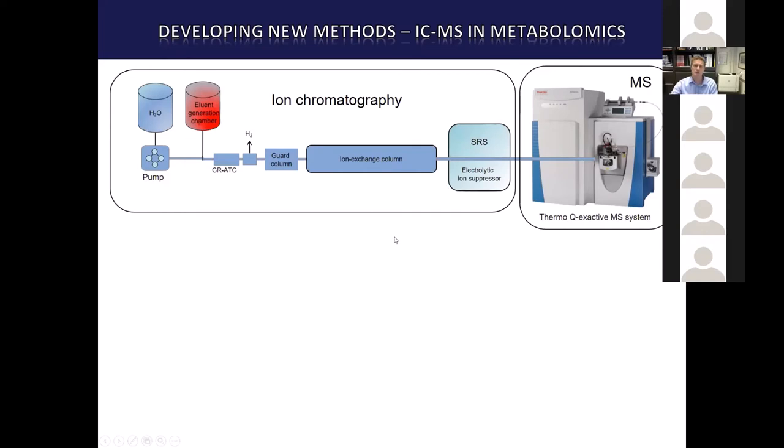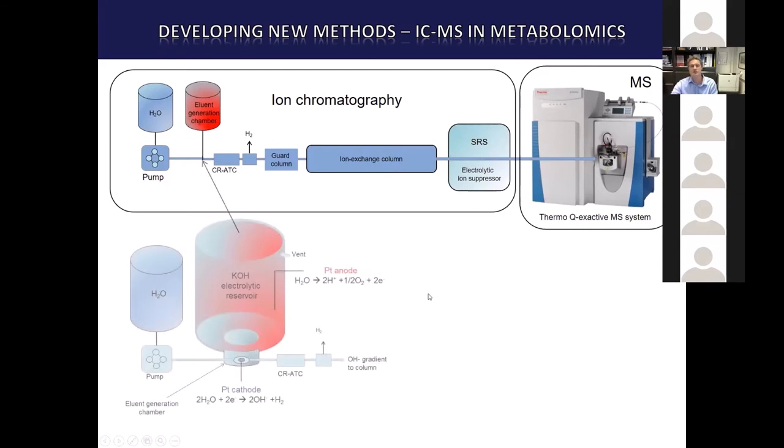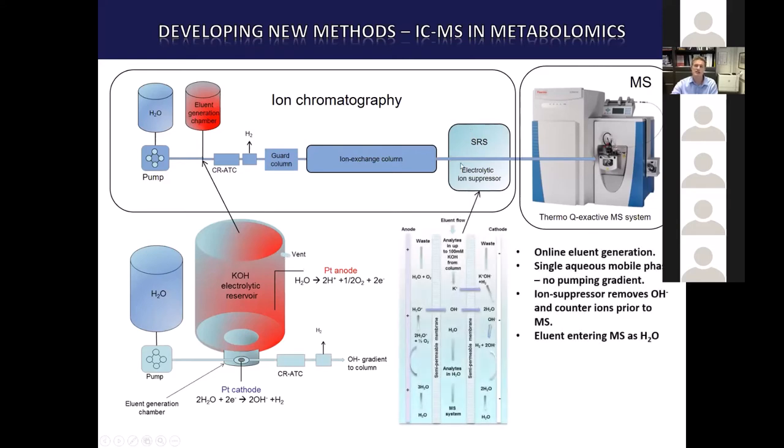So one of the tricks, and it's taken a while to filter through to chromatography, is to have what this signifies here, an SRS electrolytic ion suppressor. This essentially is a unit that does two things. I'll go back to this one first. Here you've got an electrolytic reservoir, and this is actually a hydroxide ion gradient, so it's generating hydroxide ions. But then this unit here is a suppressor that will remove that high hydroxide ion concentration from the eluent before it goes into the mass spectrometer.